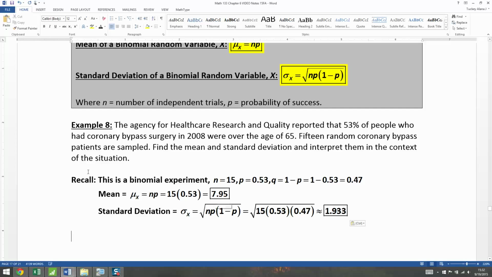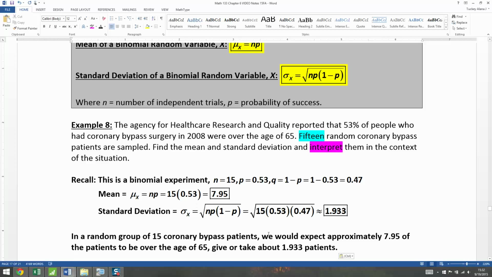Okay, so what does that mean? Because we do have to interpret here. That's key. If we grab a random group of 15 coronary bypass patients, because we can't ignore the 15, I highlight that part right here. So we're going to say in a random group of 15 bypass patients, we would expect 7.95 of them to be over the age of 65, give or take about 1.933 patients.